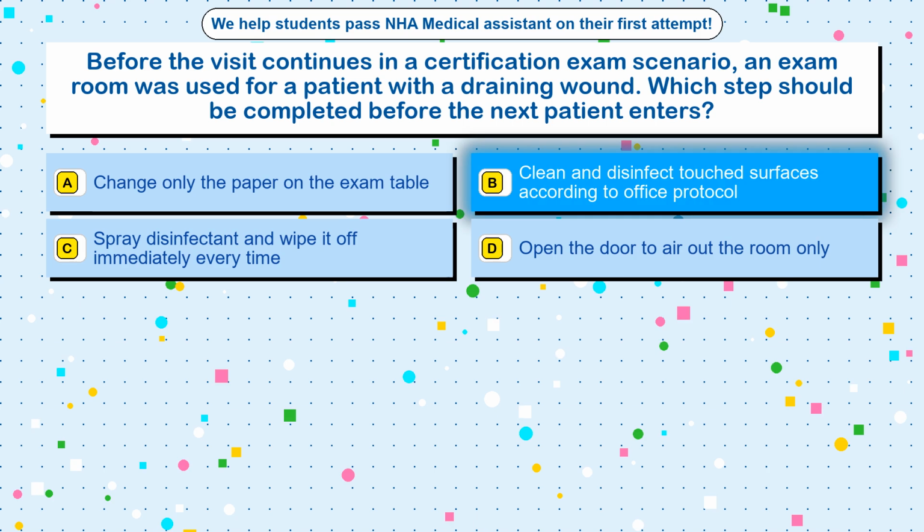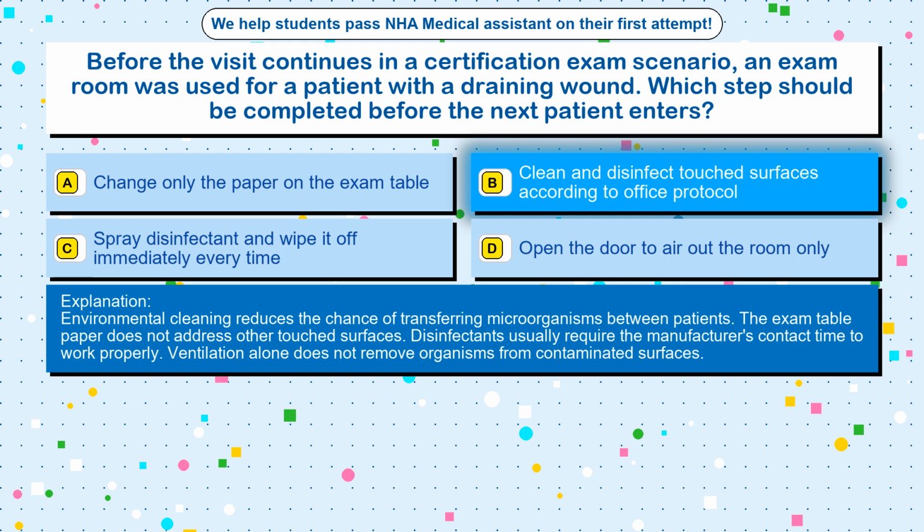The correct answer is option B, clean and disinfect touched surfaces according to office protocol. Environmental cleaning reduces the chance of transferring microorganisms between patients. The exam table paper does not address other touched surfaces. Disinfectants usually require the manufacturer's contact time to work properly. Ventilation alone does not remove organisms from contaminated surfaces.